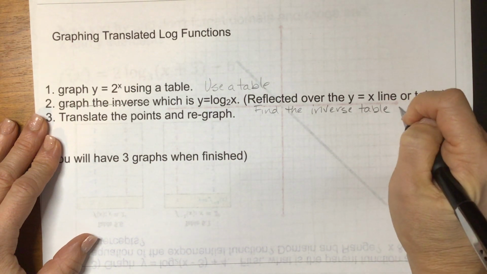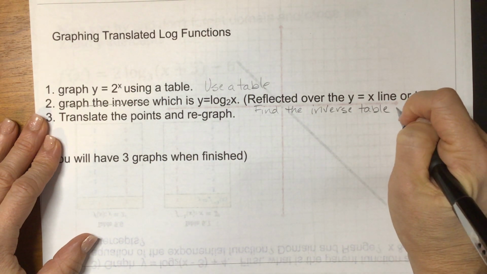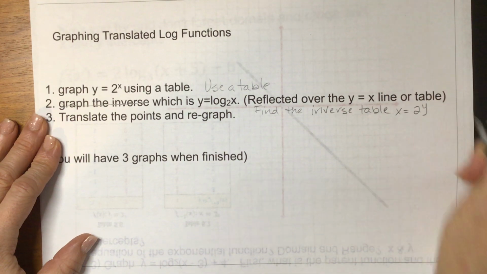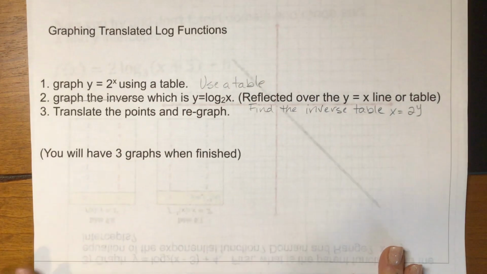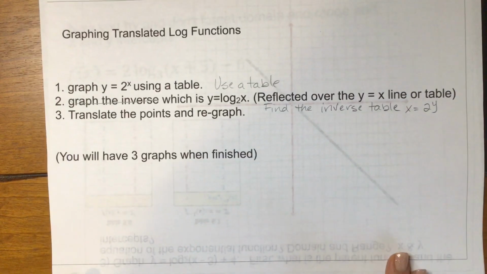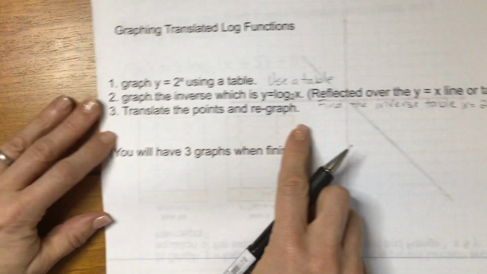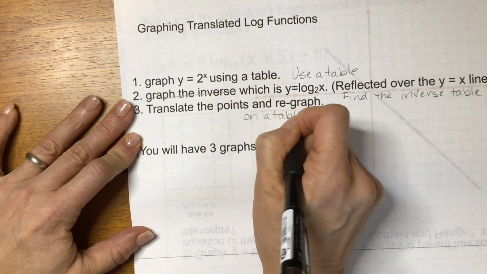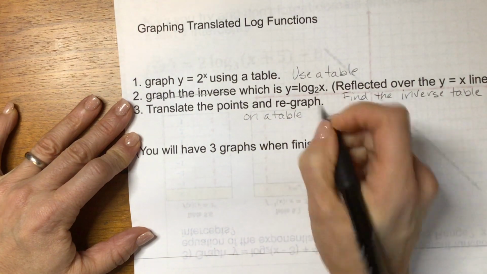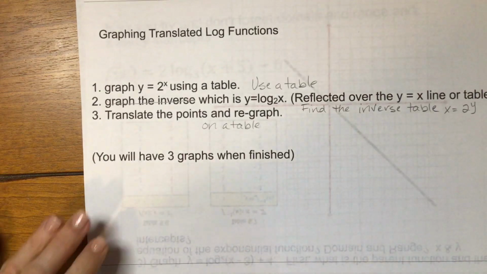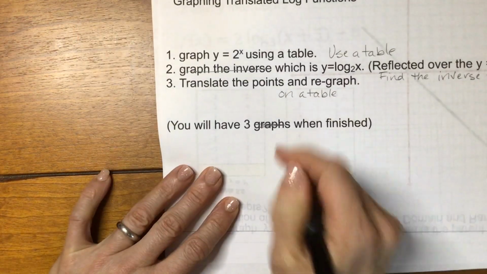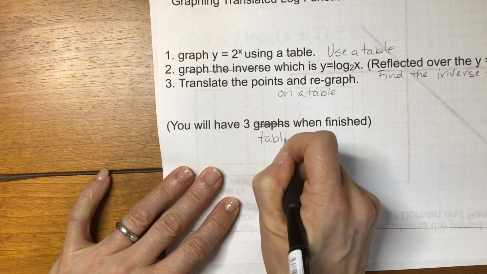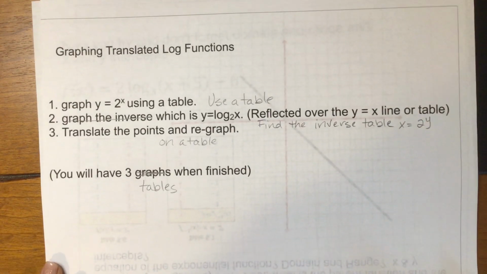So that is x equals 2 to the y. So we switch those two values. This is from video number 1. And then we're going to translate those points on a table and then regraph. So this should really say you will have 3 tables when finished.